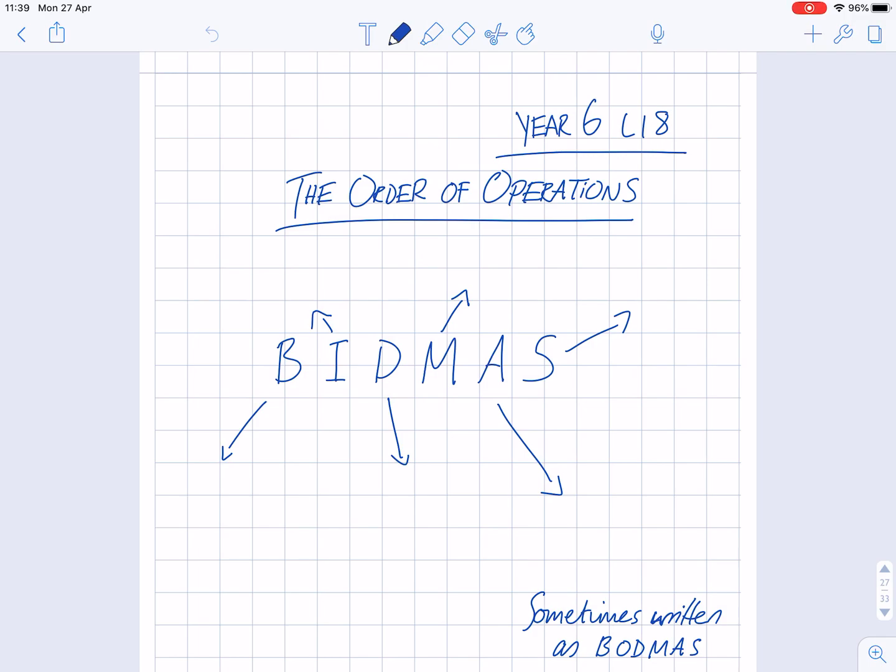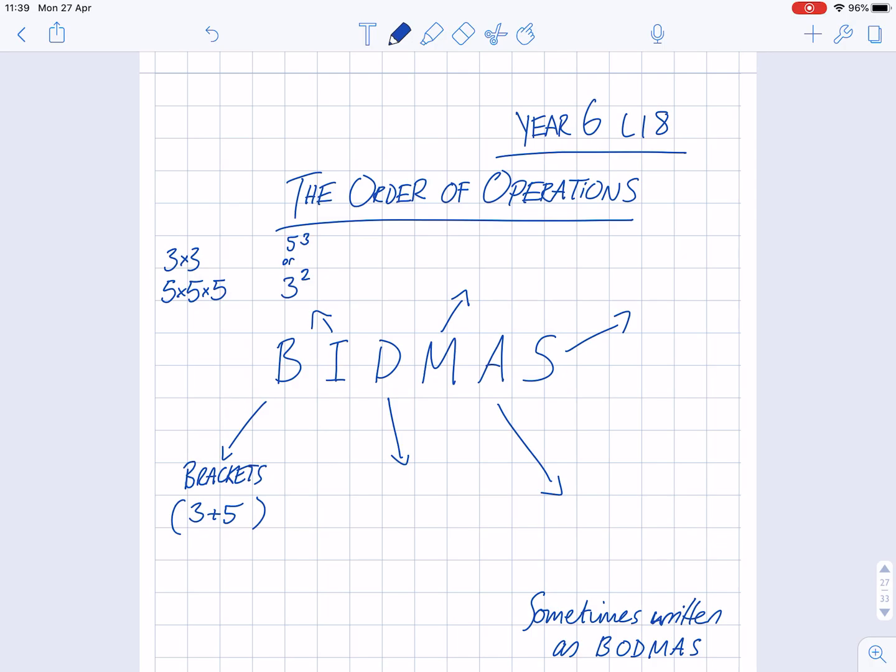So BiDMAS, the B stands for brackets. Sometimes you'll have sums or mini sums written in brackets. Indices or order is things like 3 squared or 5 cubed. Don't worry if you haven't seen those before, but 3 squared is 3 times 3, and 5 cubed is 5 times 5 times 5. So they're indices or order.